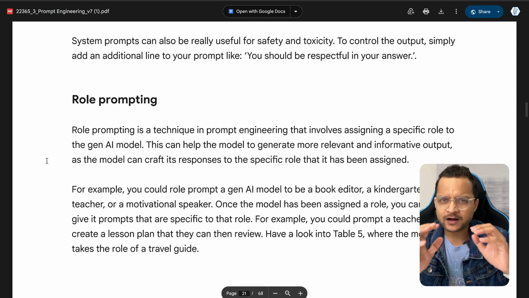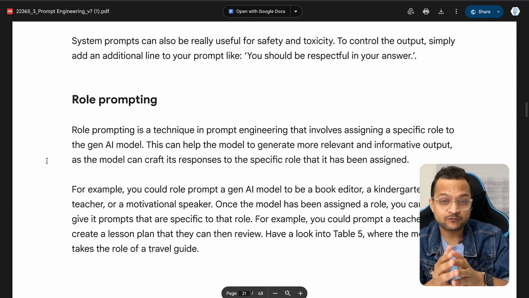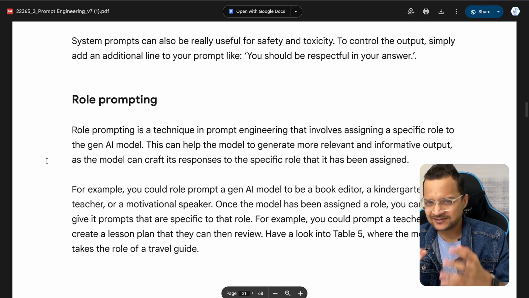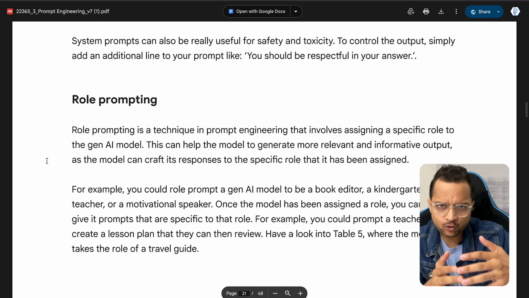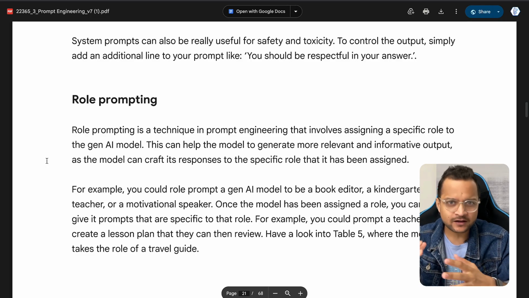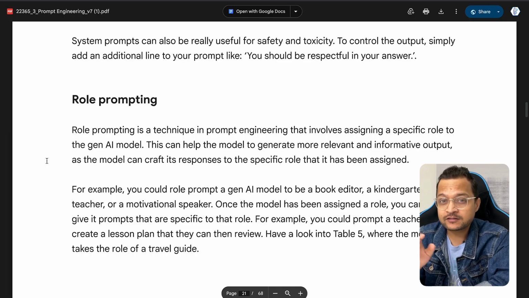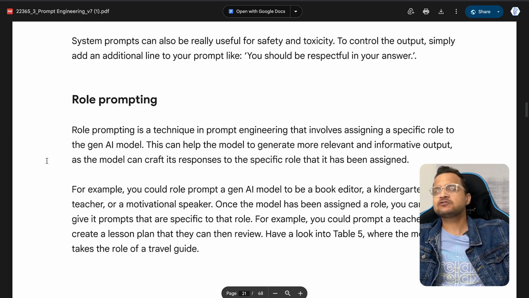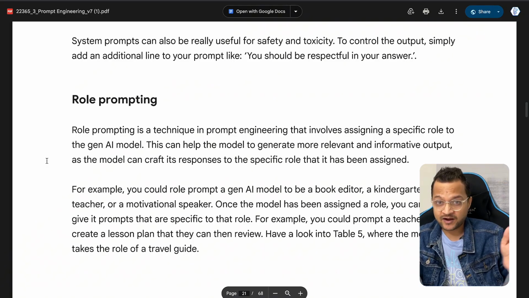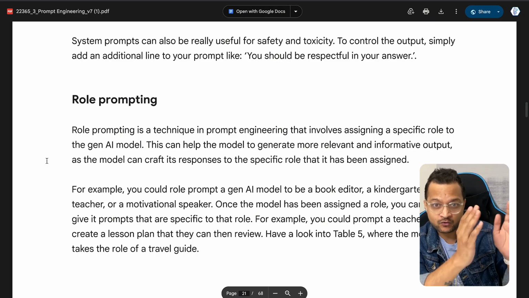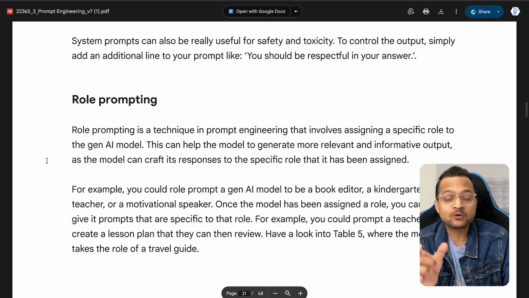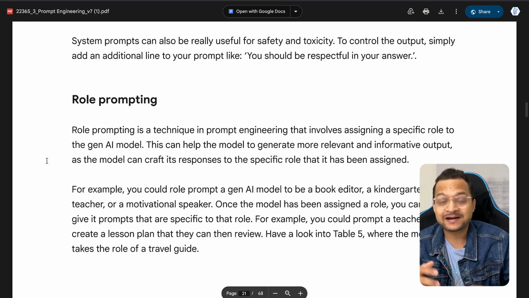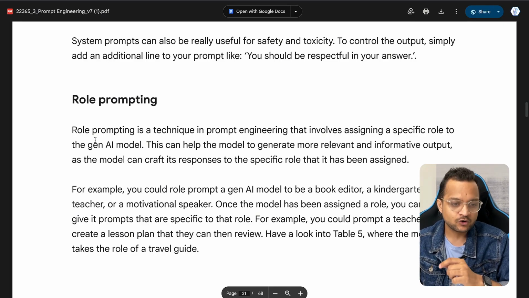Okay, now let's move to the next amazing prompting technique, which is called role prompting. In role prompting, we are providing a role for the AI. We are setting a role, and since AI has vast knowledge of everything, if I provide it a focused role, then its ability to provide the best possible answer increases. So see what role prompting is.